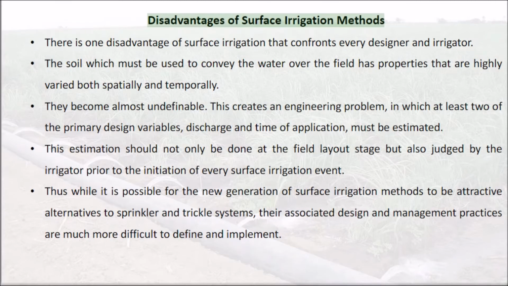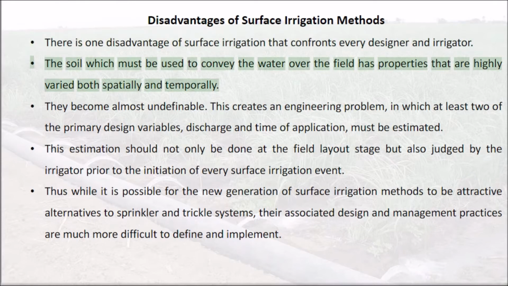Disadvantages of surface irrigation methods. There is one disadvantage of surface irrigation that confronts every designer and irrigator. The soil which must be used to convey the water over the field has properties that are highly varied both spatially and temporally.